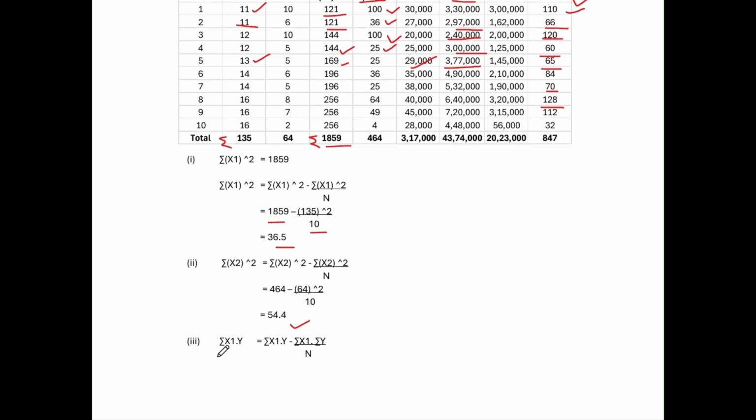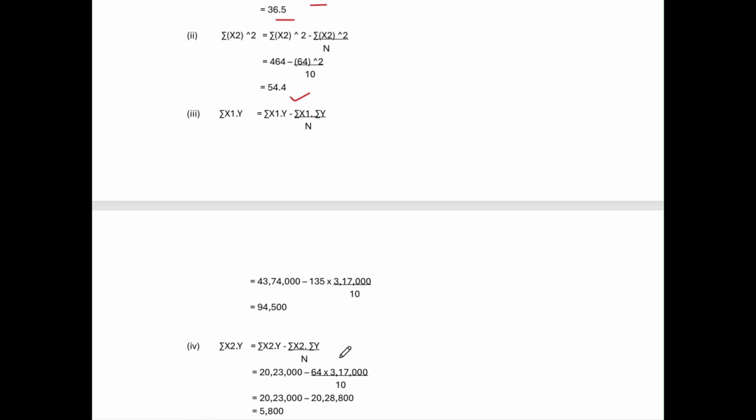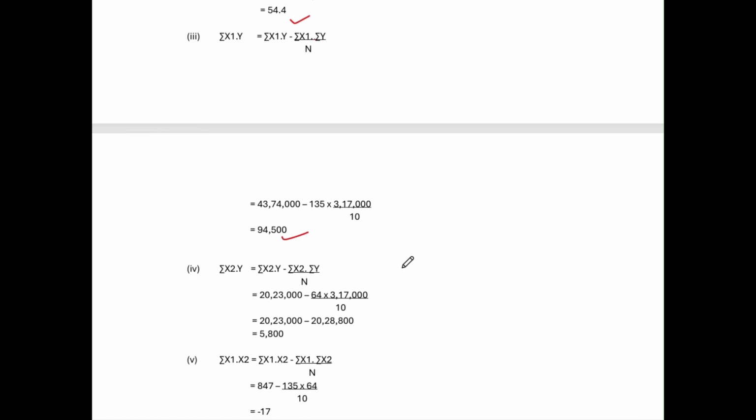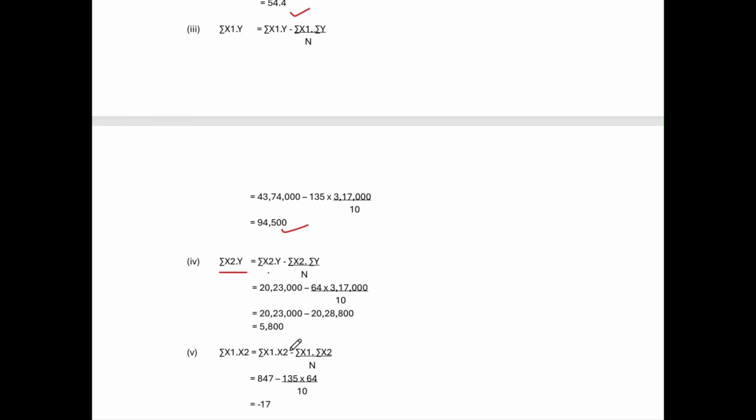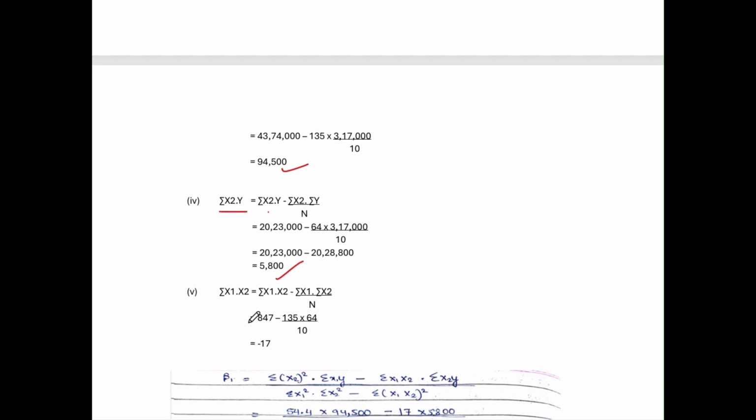Next formula is sigma x1 into y. So formula is sigma x1 y minus sigma x1 into sigma y divided by n. If we solve further, we will get 94,500. Next, we will calculate for x2 into y. So formula is sigma x2 y minus sigma x2 into sigma y divided by n. If we solve further, we will get 5800.